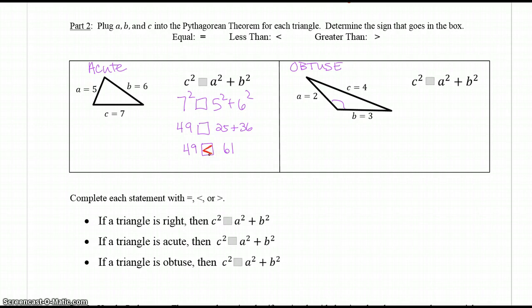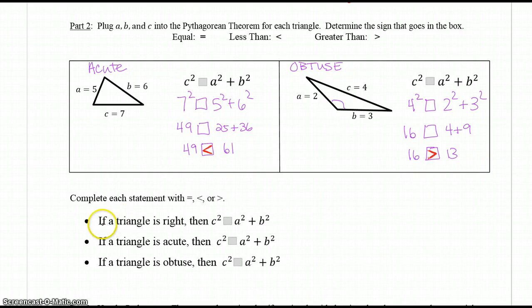Okay, let's look at the obtuse triangle now. We'll plug in C, which is 4, plug in A, plug in B, so we get 16, 4 plus 9, and we see that 16 is greater than 13. It is not equal, so it cannot be a right triangle.